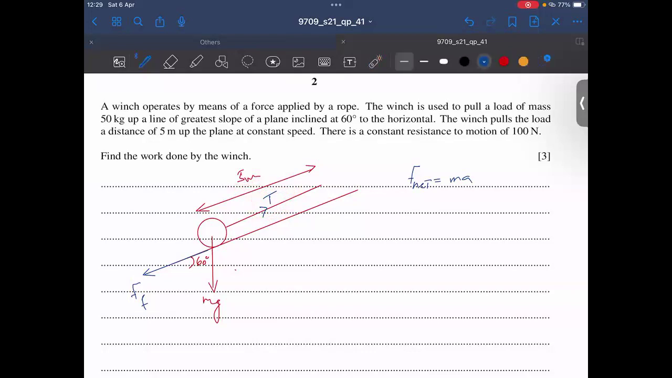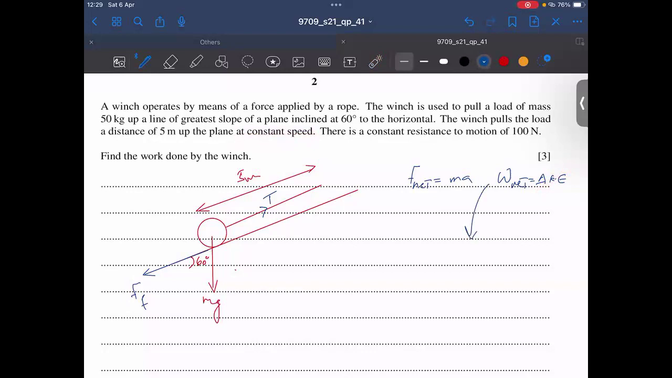Or you may use the work energy theorem. That is, you calculate the work done by each of these forces, equal to the change in kinetic energy, which is 0 because the speed is not changing. So it's your choice. Now, let me show you how we're going to do this using the work energy theorem.